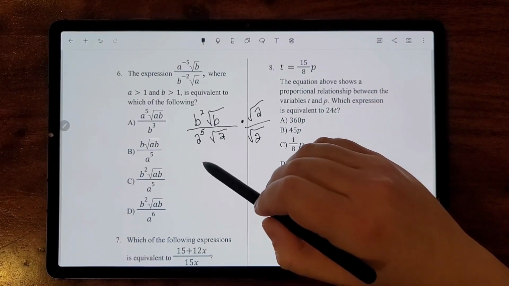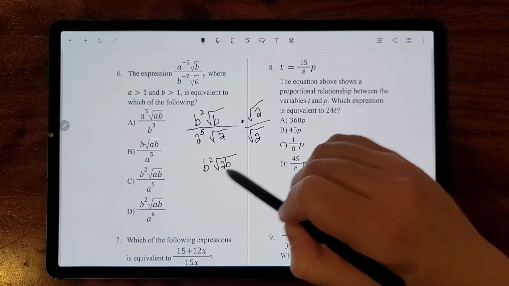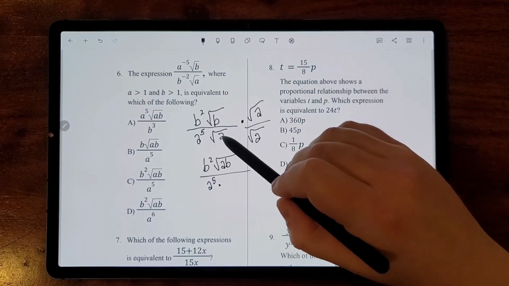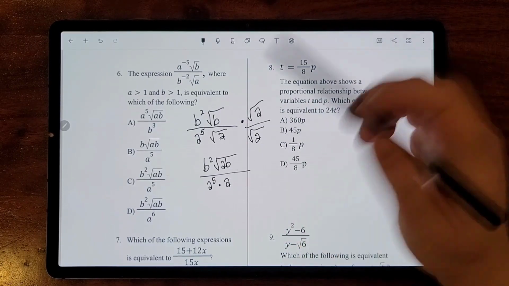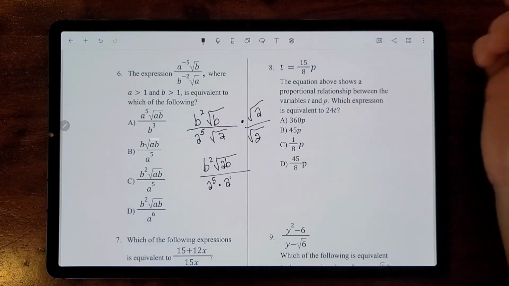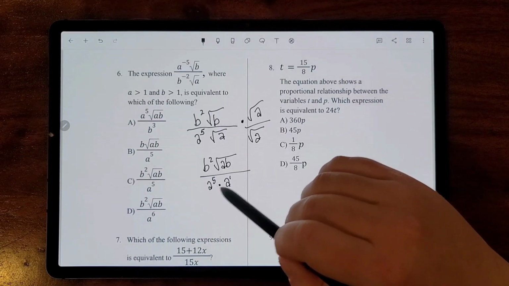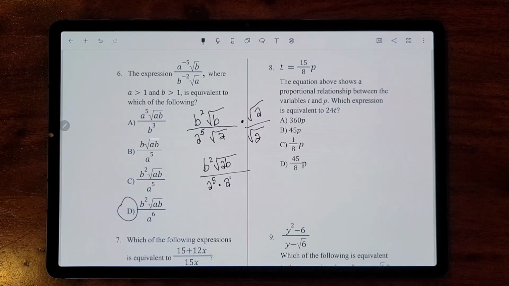So now when I multiply all this, what I'm gonna get is b squared root ab over, and then this is a to the 5th times root a just cancels out to a. So this is technically to the first power, we just don't write that in math. So now if I use the product rule right there, I would get a to the 6th on the bottom, and that would be answer choice D.